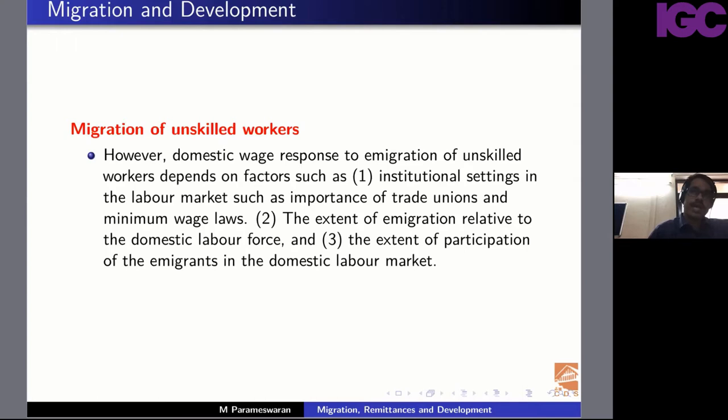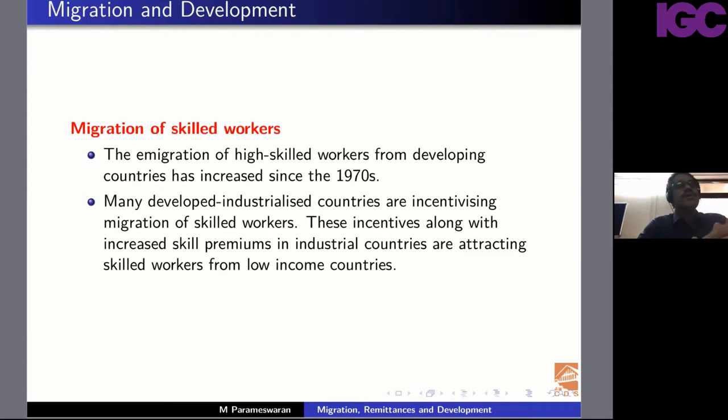And another issue is that if the people who migrated were not participating in the labor force earlier, then also we cannot see much impact on wage and employment. Domestic workers, that is the women who usually migrate to other countries for domestic work, may not be participating in the labor force of the countries of origin. So in that case, we cannot expect a larger impact of migrants on the wage or employment situation of unskilled people in the countries of origin. This is the story on unskilled migration.